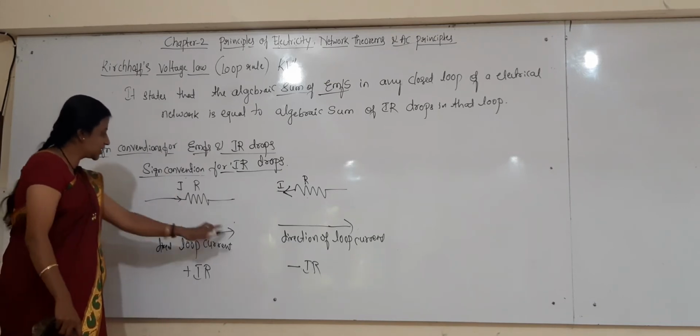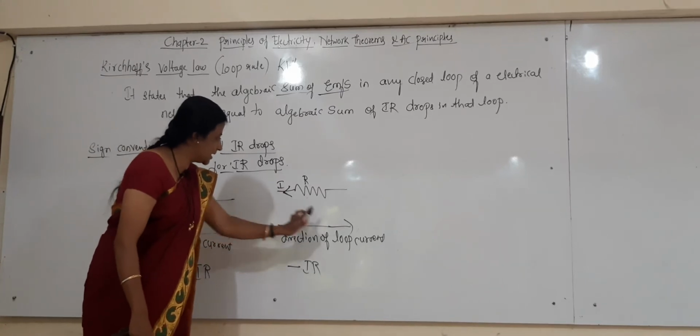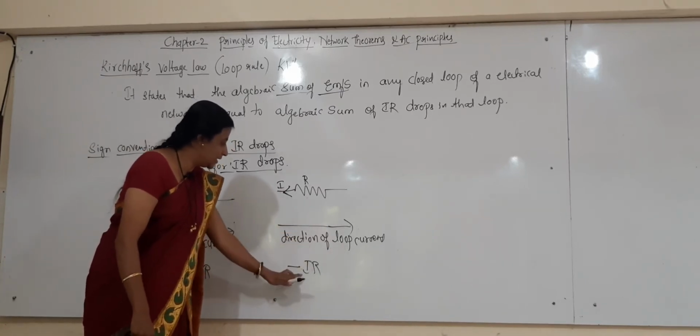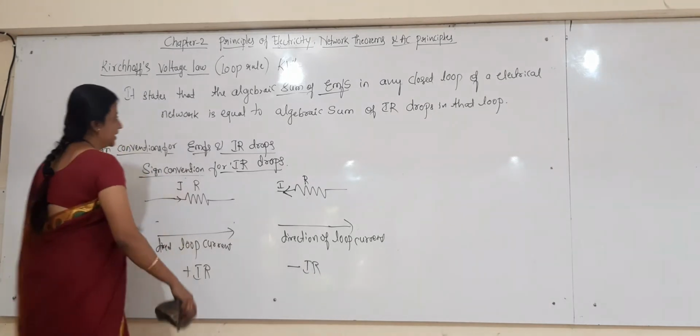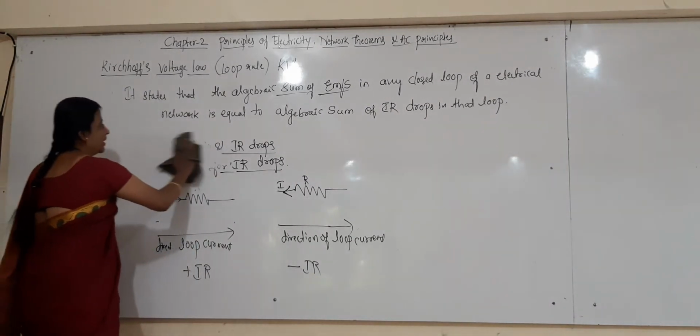ನೋಡ್ರಿ ಇದು ಸೇಮ್ ಡೈರೆಕ್ಷನ್ಸ್ನಾಗ ಇದ್ರೆ ಪಾಸಿಟಿವ್ ತಗೋಬೇಕು. ಇಫ್ ಬೋತ್ ಆರ್ ಇನ್ ಅಪೋಸಿಟ್ ಡೈರೆಕ್ಷನ್, ದಿಸ್ ಕರೆಂಟ್ ಆ್ಯಂಡ್ ದಿಸ್ ಕರೆಂಟ್, ಲೂಪ್ ಕರೆಂಟ್, ಇಫ್ ದೇ ಆರ್ ಅಪೋಸಿಟ್ ವಿ ಹ್ಯಾವ್ ಟು ಟೇಕ್ ಇಟ್ ಆಸ್ ಮೈನಸ್. ಸೊ ಸೈನ್ ಕನ್ವೆನ್ಷನ್ ಈಸ್ ಓವರ್.